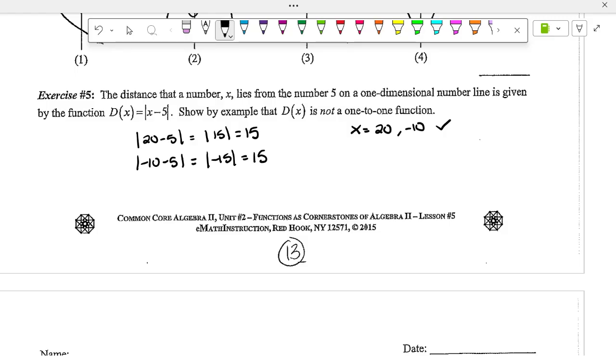Anna? 10 and 0. Good. 10 minus 5 is 5. Absolute value of 5 is 5. 0 minus 5 is negative 5. Absolute value of negative 5 is 5.